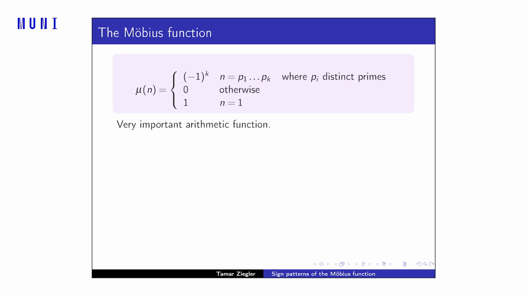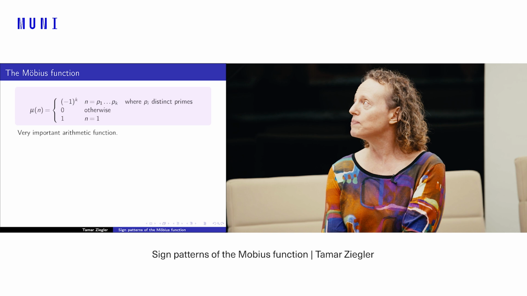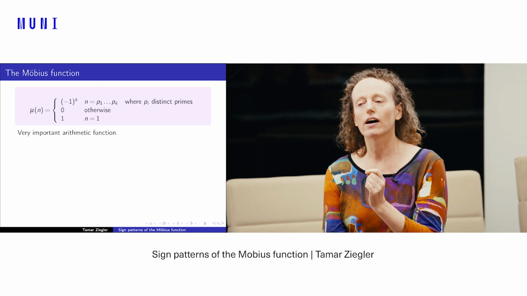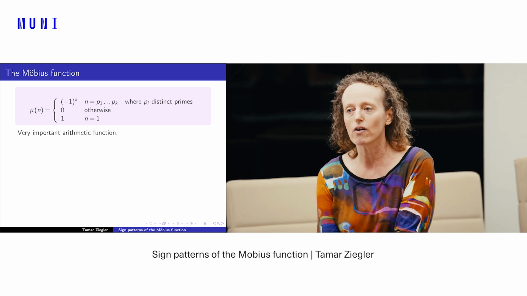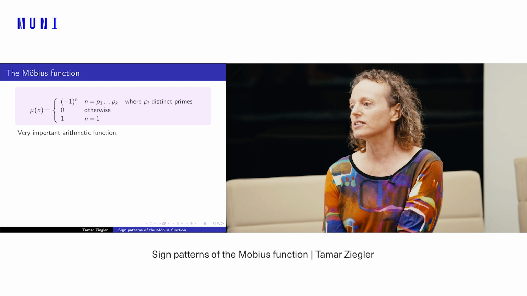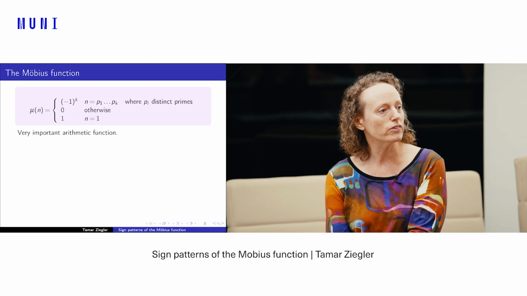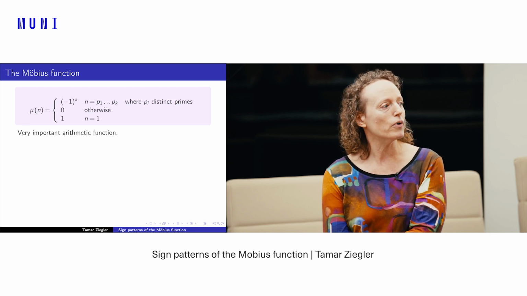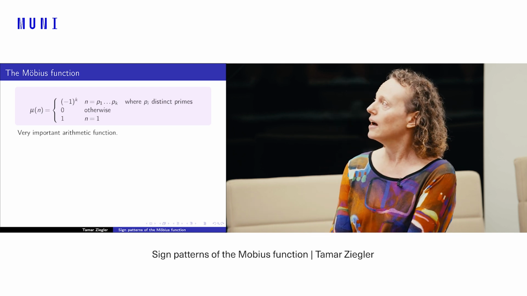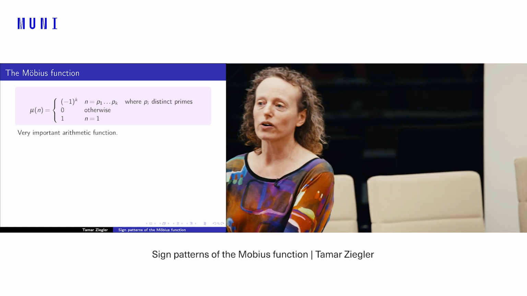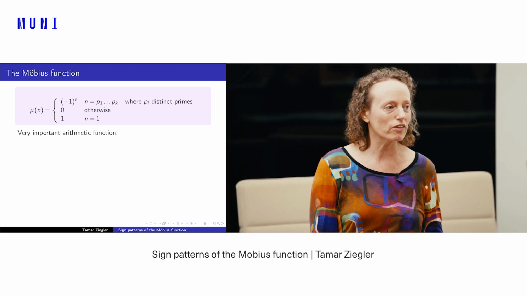So who is the Mobius function? It's a very famous, well-known arithmetic function defined on the natural numbers. It takes the values 0, 1, and -1, depending on the parity of the number of prime divisors. It takes the value -1 if n has an odd number of distinct prime divisors, the value 1 if it has an even number of distinct prime divisors, and it's 0 on any number that is not square free, where some square of a prime divides it. And why is it very important? I want to convince you that this is a function worth looking at.